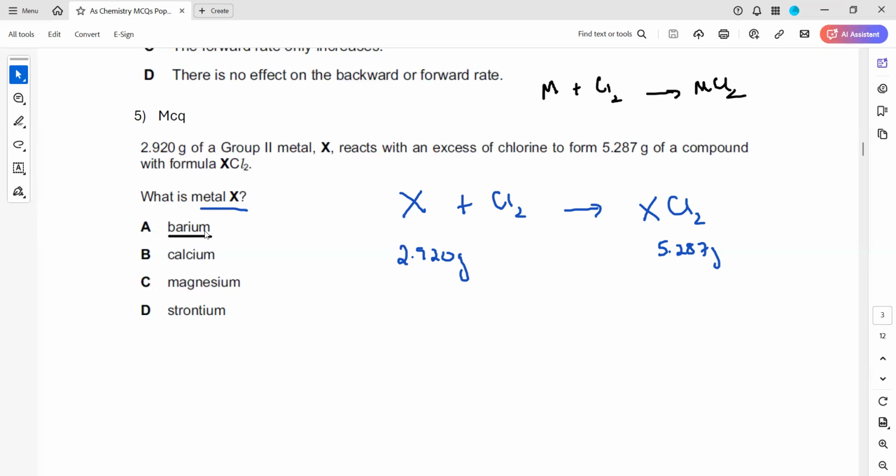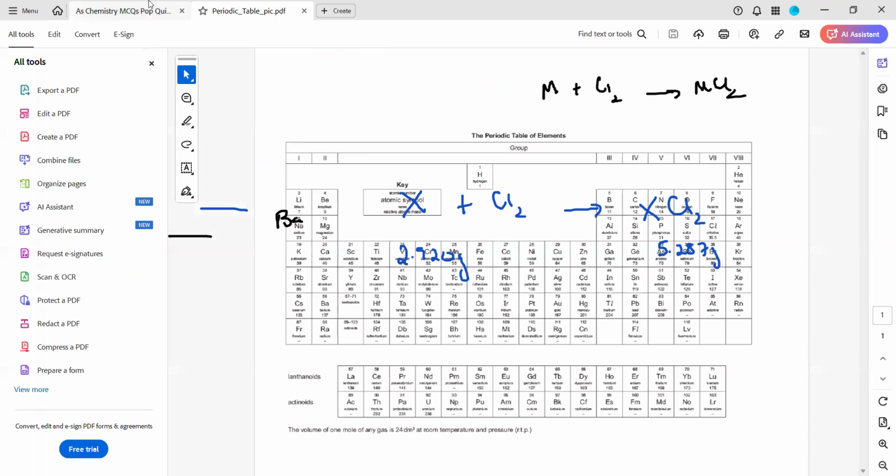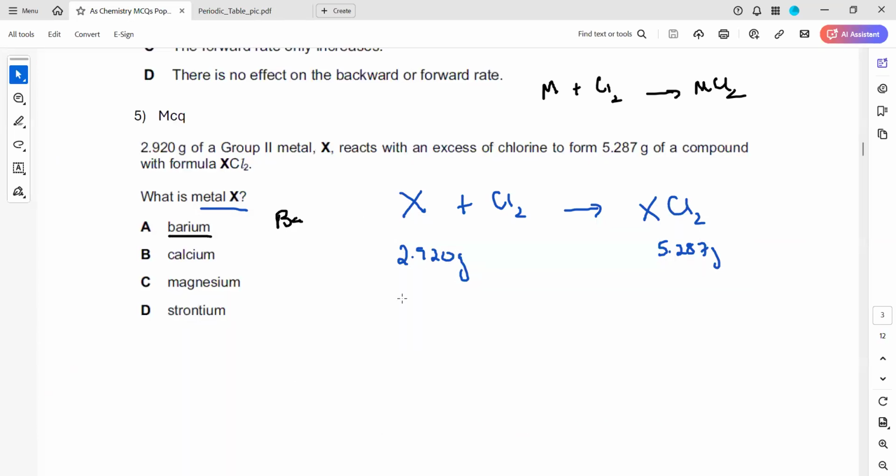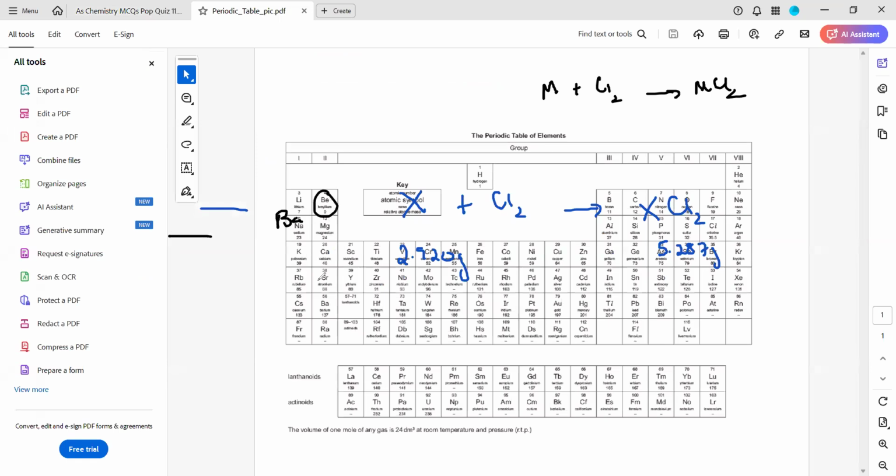Like if we start with barium. What is the mass of barium? When we check the periodic table, you will get the mass of barium. So this is barium, which is 137. Barium is 137 when you check the periodic table. This is beryllium; barium is written here, so it is 137.